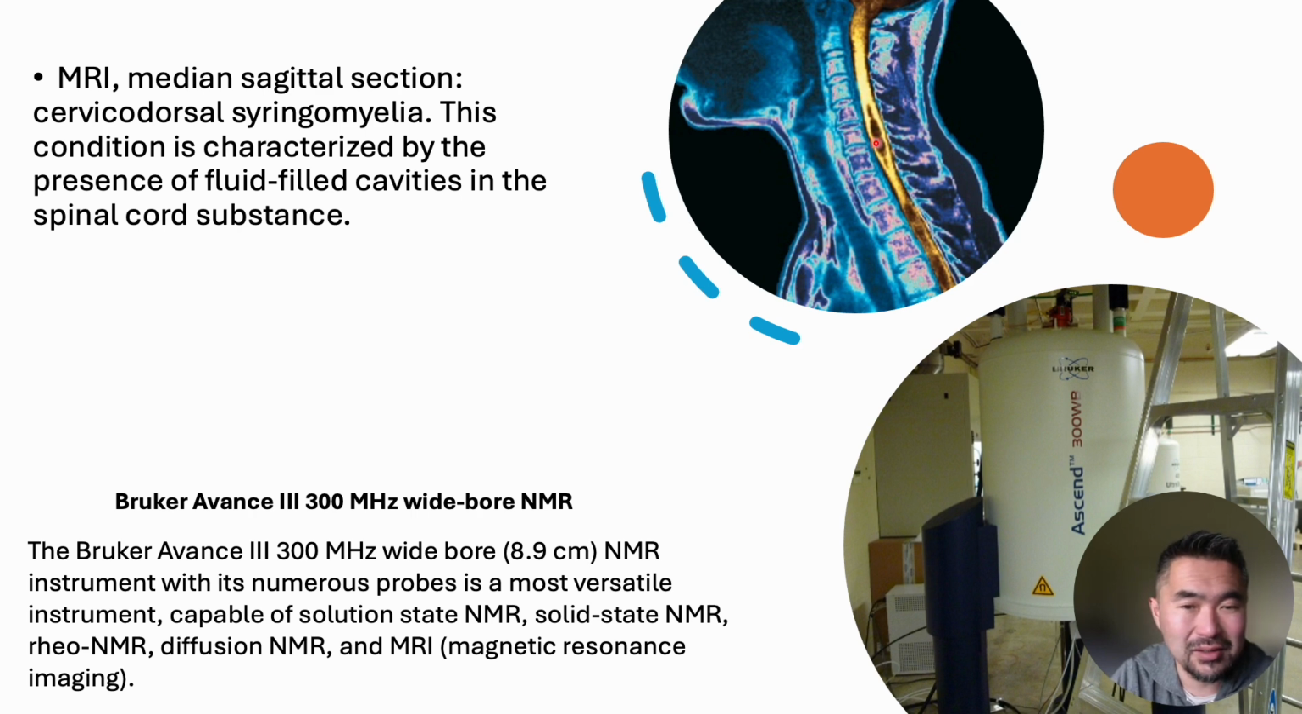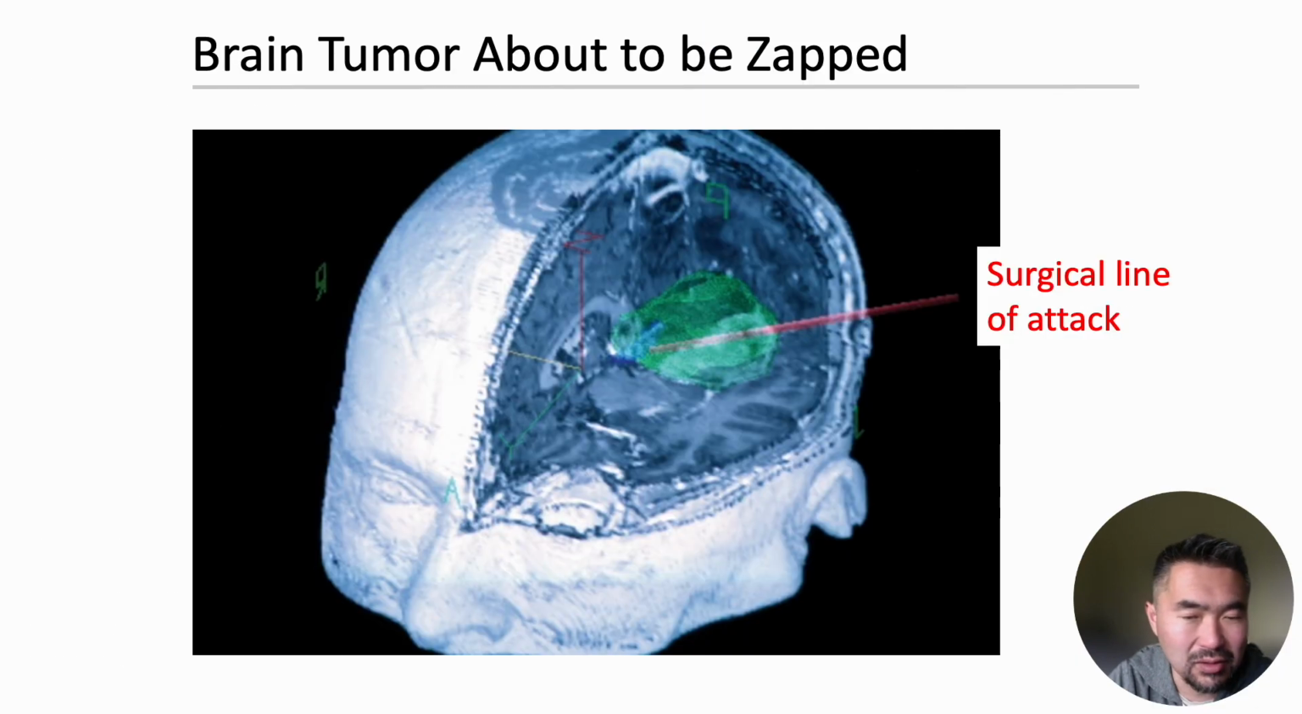So you could see that there's a liquid in the spinal cord where it shouldn't be and stuff like that. Or you could plan the surgical line of attack, plan how to do the surgery on the brain. All of that is possible with the NMR or MRI technology. So sorry for the long video, but here's your MR background for you.